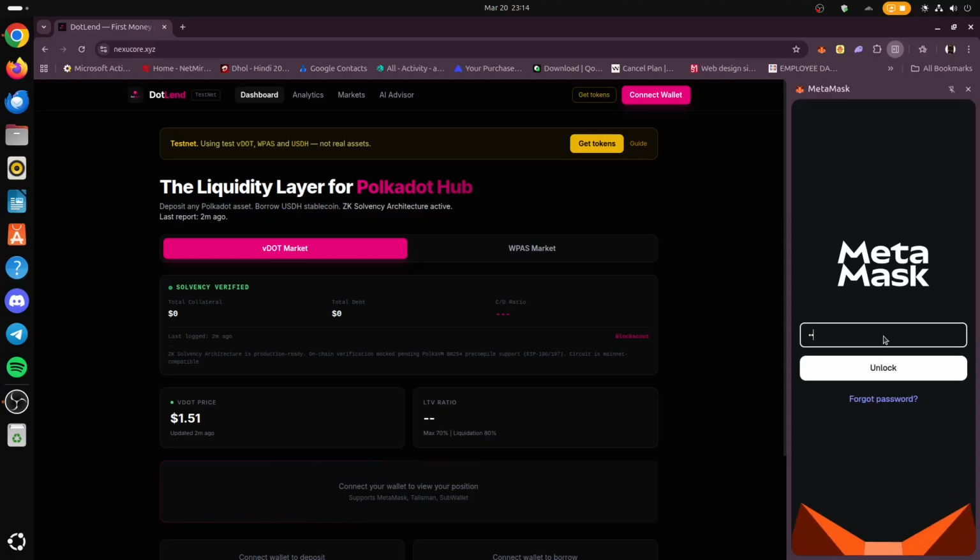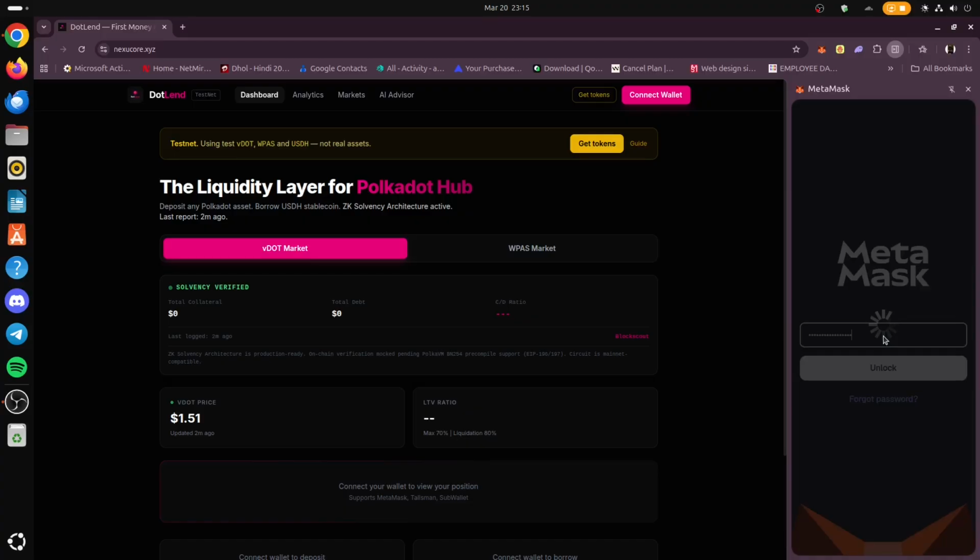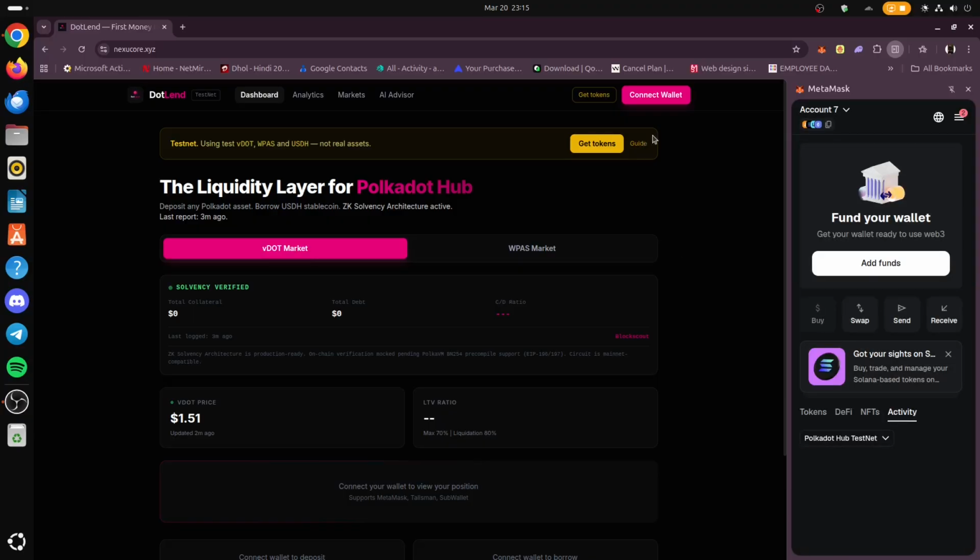Okay, let's connect our new wallet. It's a new wallet. You can also see the solvency proof. Total collateral on chain is 0. Total debt on chain is 0. Updated 3 minutes ago. The last updated price of vDOT according to current market price is $1.51.